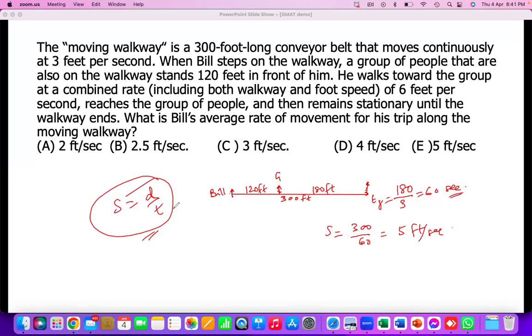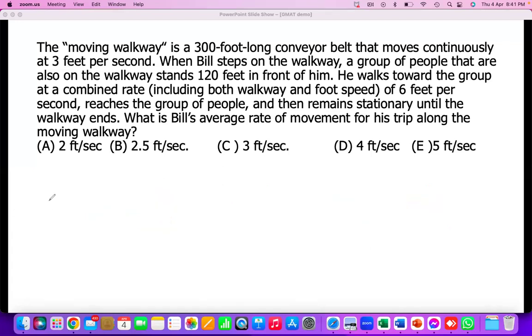Cool. So shall we stop here? Yes. Now, tell me any confusion, any doubt you have regarding the GMAT classes.